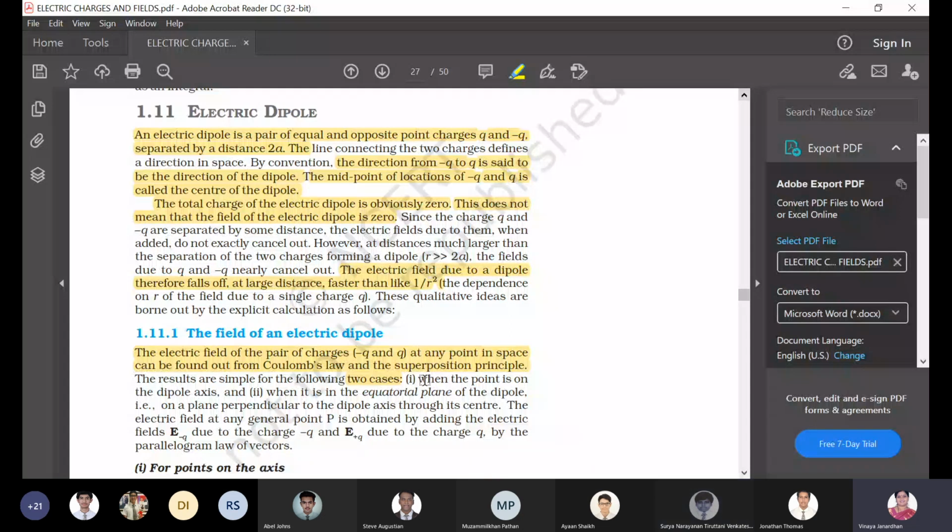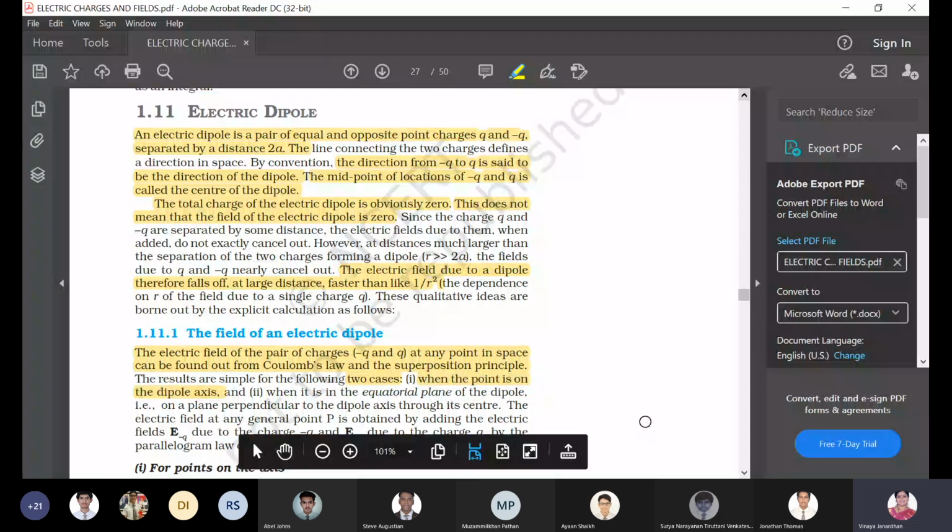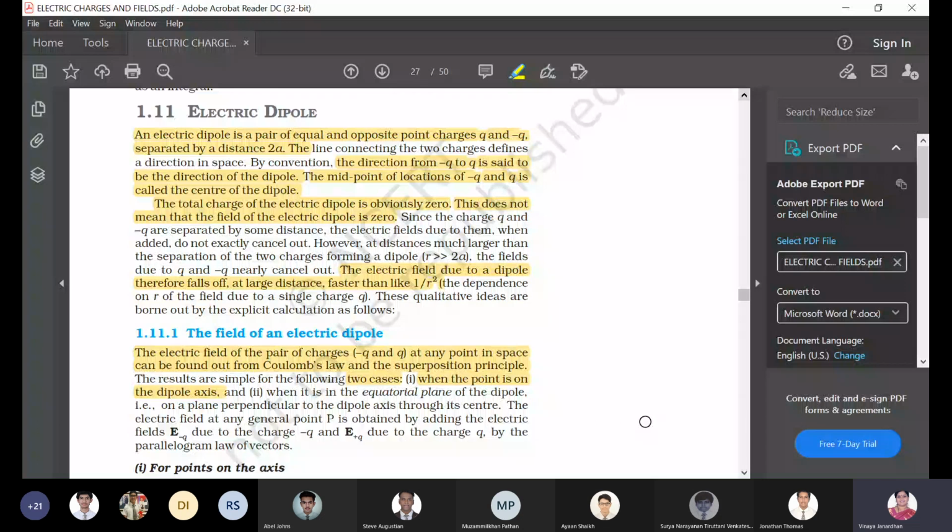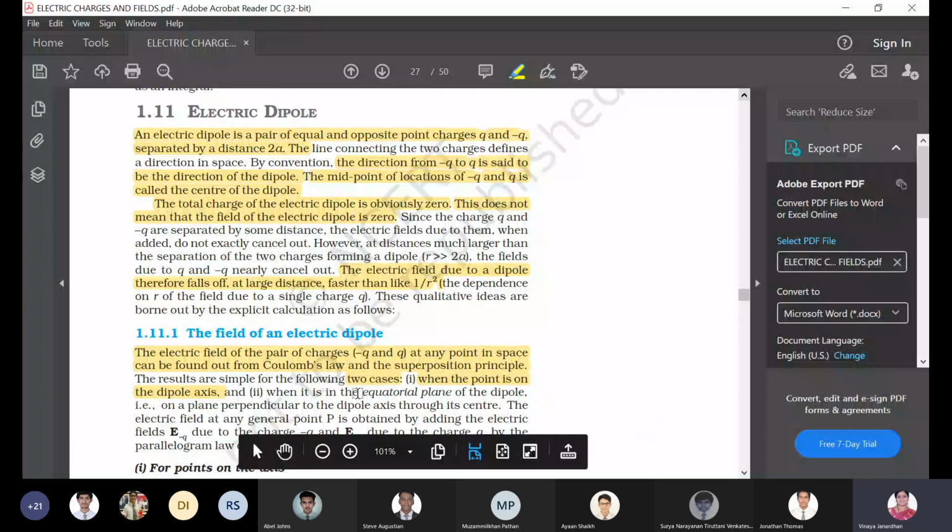When the point is along the dipole axis, the point where you want to find the strength of the electric field produced by the electric dipole can be along the axis of the dipole, or it can be along the equatorial plane of the dipole. What is an equatorial plane? A plane perpendicular to the dipole axis passing through its center. So keep this in mind.